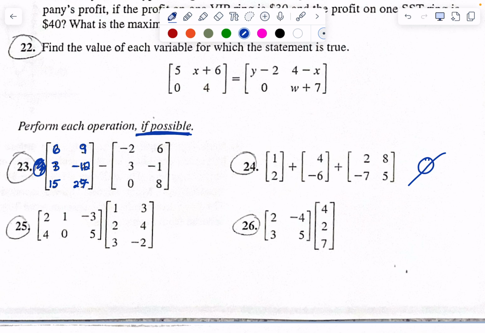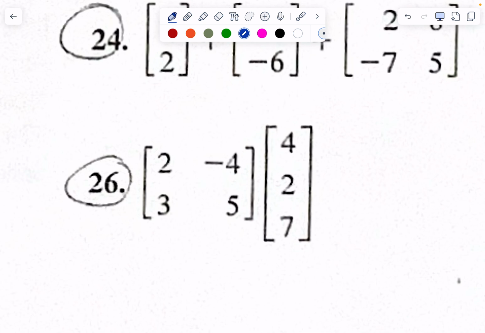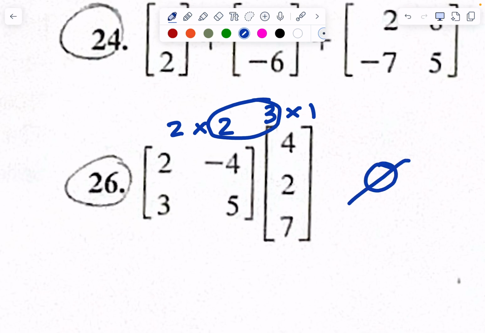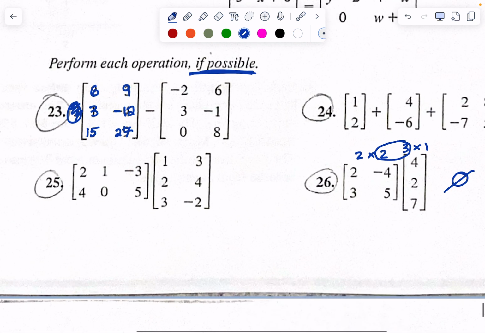And we can't do 26. So, yeah, 26 is a 2 by 2 times a 3 by 1. Can I multiply them together? Nope. Okay. But I can on 25. 25 is a 2 by 3 times a 3 by 2.